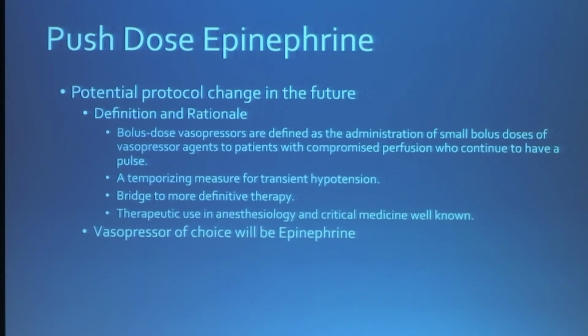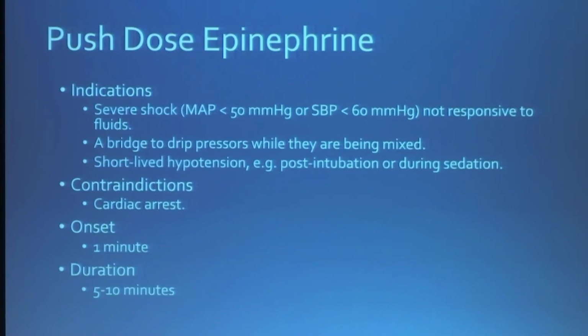Our vasopressor of choice will be epinephrine. Indications would be severe shock with a MAP of less than 50, or systolic blood pressure less than 60, not responding yet to fluids. It's a bridge to the drip pressors as you're mixing it. Think of it in sedation: if you give somebody a sedative and they get transiently hypotensive. Think of it in post-intubation when they may be transiently hypotensive as well from your medications. Don't do it in cardiac arrest. We don't use tiny doses of push dose in cardiac arrest. Use big doses. But post-cardiac arrest, that first 5 minutes, that might be the time to use it. Onset is a minute or less. Duration is 5 to 10 minutes.